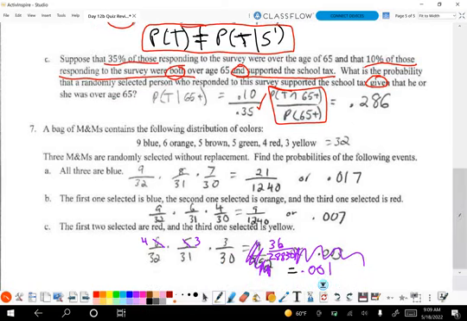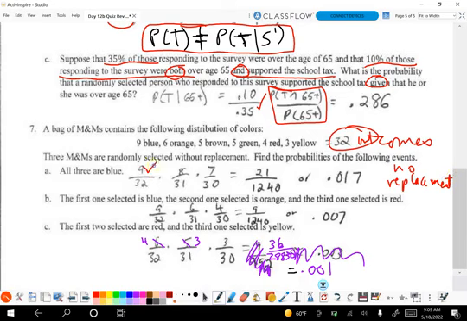Last one is our M&Ms. In our bag of M&Ms, 9 blue, 6 orange, 5 brown, 5 green, 4 red, 3 yellow, for 32 total outcomes. In our 3 questions, they want to know the probability of all 3 M&Ms being picked being blue. Let us assume that if we pick a blue M&M, we're going to eat a blue M&M. So if we eat the blue M&M, there is no replacement. If there is no replacement, both the numerator and the denominator are going to change.